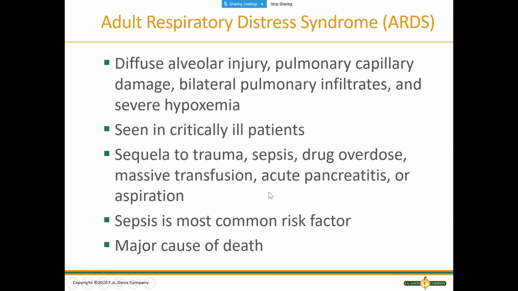Again, though, the book mentions sepsis, definitely the most common risk factor. And it is a major leading cause of death, especially in today's world with the pandemic. All those people who died essentially died of this, acute respiratory distress syndrome.